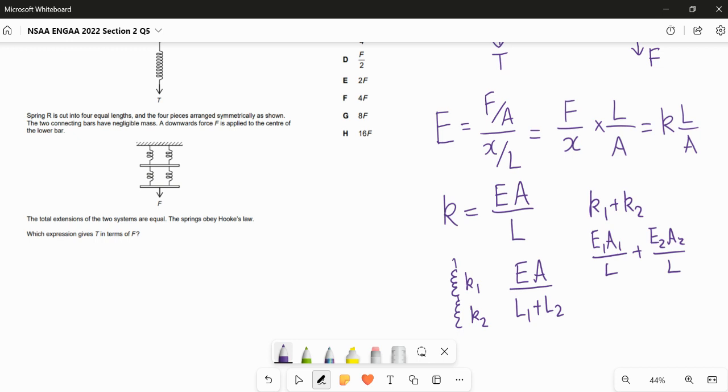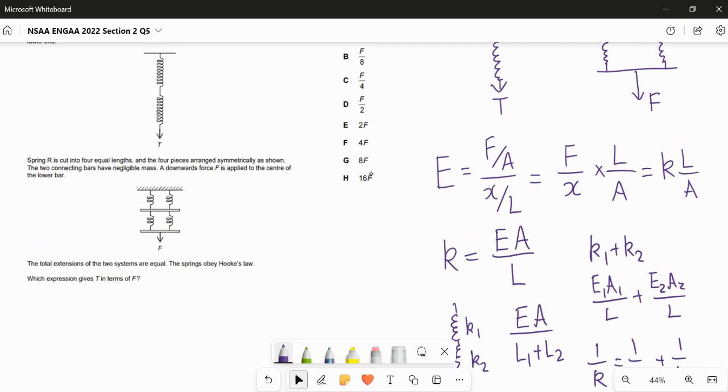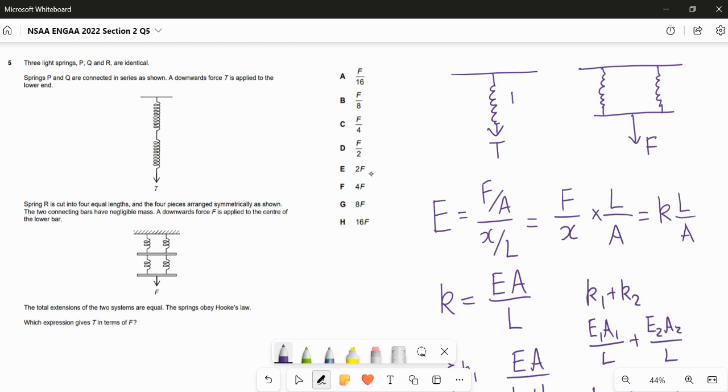And if you notice, this is 1 over K equals 1 over K1, which would be L1 over EA, plus 1 over K2, which would be L2 over EA. So 1 over this term would equal 1 over K1 plus 1 over K2. And that's how you get this formula. So going back to the question, we know that this would be K. So the extension would be T over K.